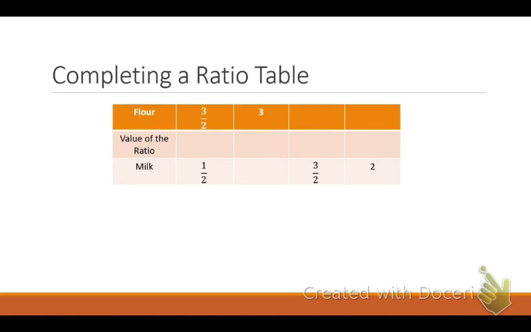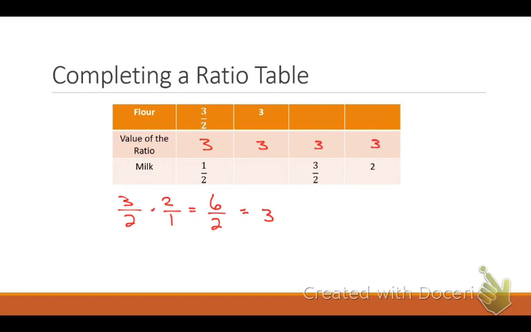Okay, so I know in order to find the value, I have to use the block where I know the top and bottom value, and I know I must divide them. 3/2 divided by 1/2, which means I flip the second fraction and multiply. Did you guys get 6/2, which is 3? Okay, so 3 is my value.